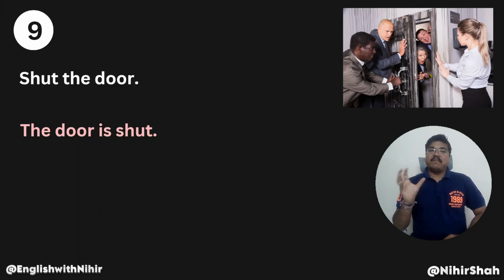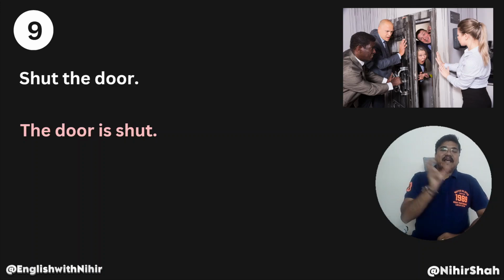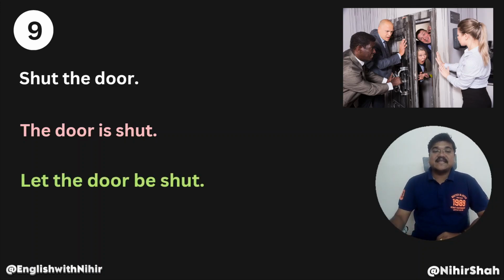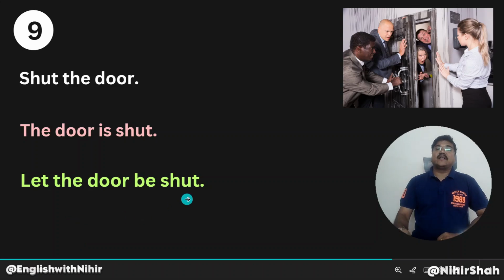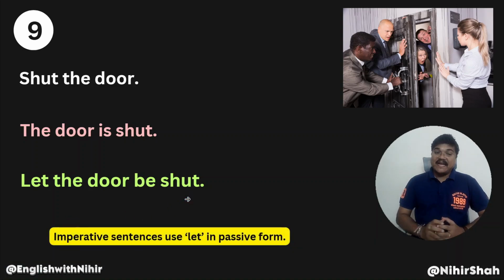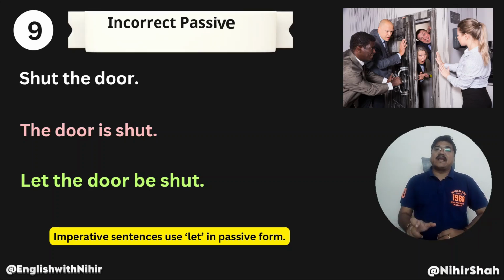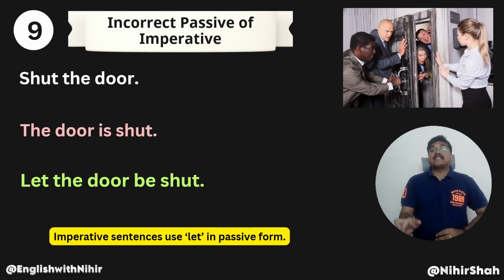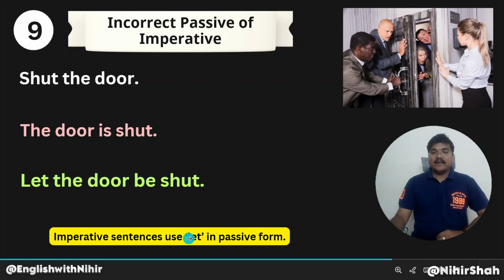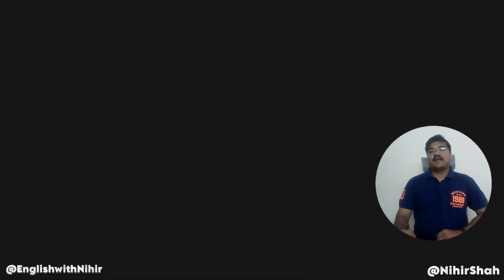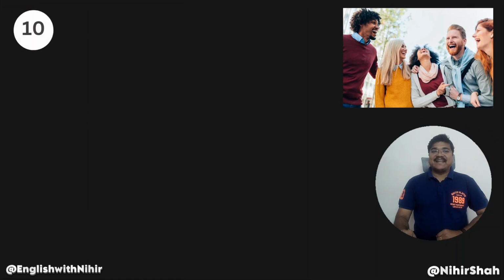In case of imperative sentences, we will directly convert it in this way. But this is incorrect. The correct sentence is: let the door be shut. Okay. And why? Imperative sentences use let in passive form. So this is the mistake number 9. Incorrect passive of imperative. To do it correctly, this is the formula. Okay. Don't make this mistake. Let's move on.